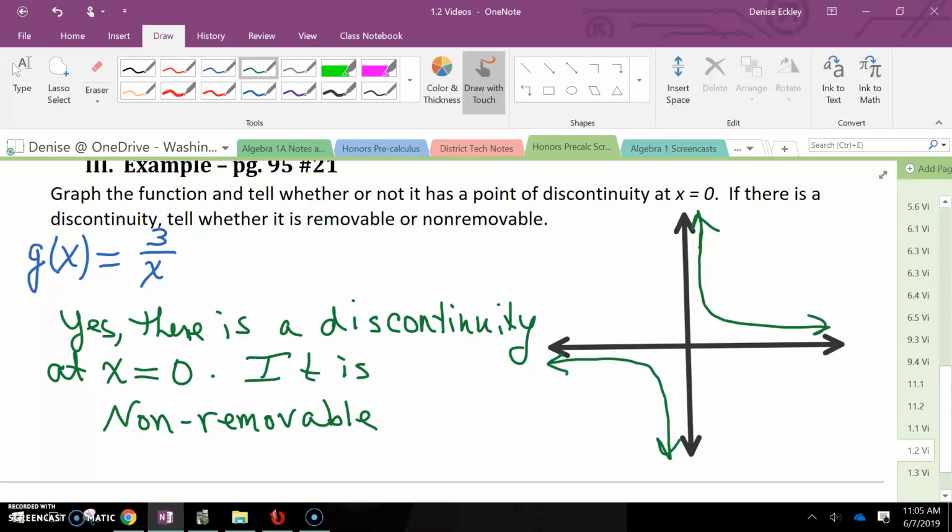A removable one is one that you can kind of ignore because you have just one simple singularity that is easily moved over if you were going to draw it. Now, for a non-removable one, you definitely have to pick up your pencil and start at a new point that is completely away from where you were, as opposed to just a little hole in the graph. So that's why it is a removable discontinuity at 0.